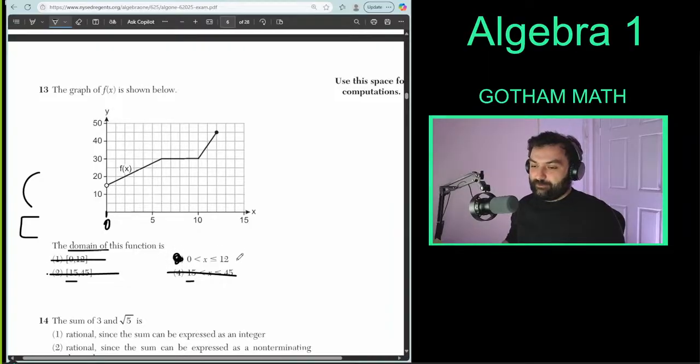I don't even have to actually look at those signs, which, this sign of inequality is an open circle, and this is a closed circle. This is 0 and this is, guess what, 12. But did I have to check it? No, I didn't. I just eliminated all of the other wrong answers. That's all.